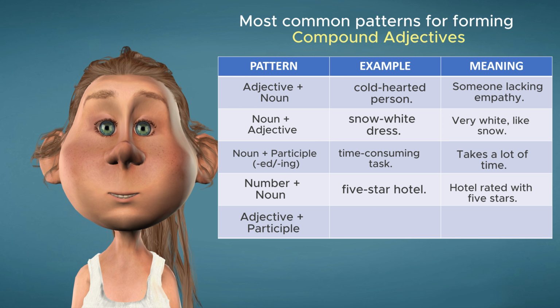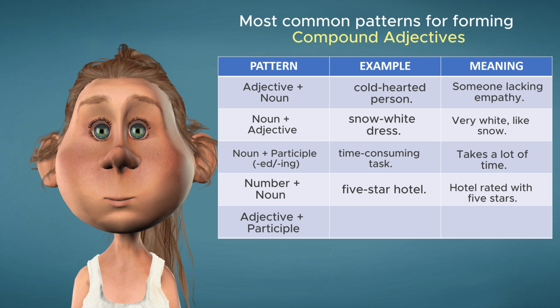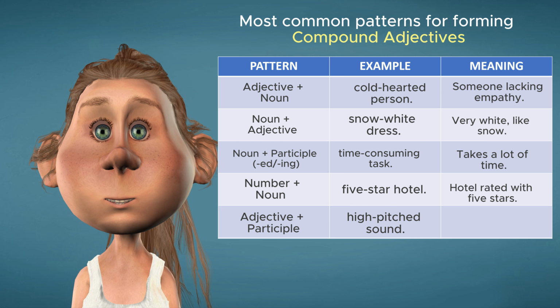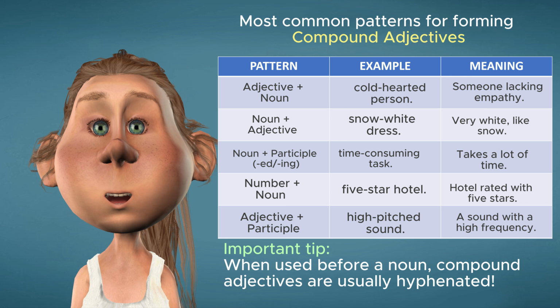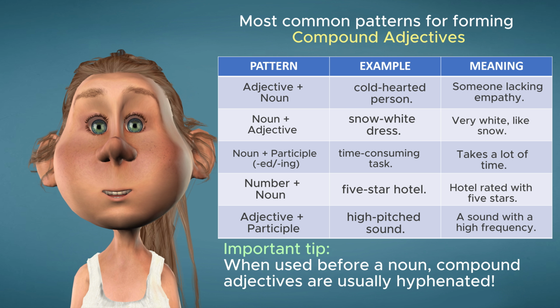Adjective plus participle. Example: high-pitched sound, meaning a sound with high frequency. Important tip: when used before a noun, compound adjectives are usually hyphenated.